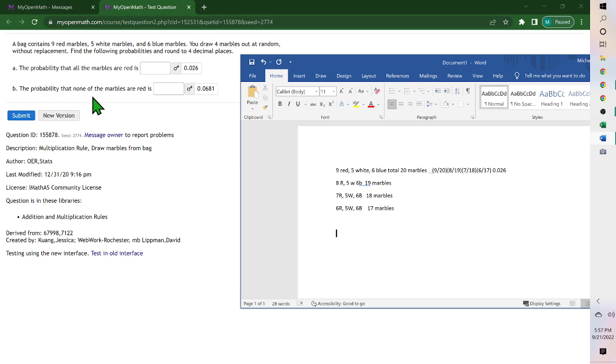The next one is the probability that none of the marbles are red. So if we start with this, we want to find the probability that none of them are red. When we pull the first one, there's 11 that are not red. So it's 11 out of all 20 that the first one is not red. So you could think of it as 9 red, 11 not red, because we don't care if they're white or blue as long as it's not red. So the probability of the first one would be 11 out of 20.